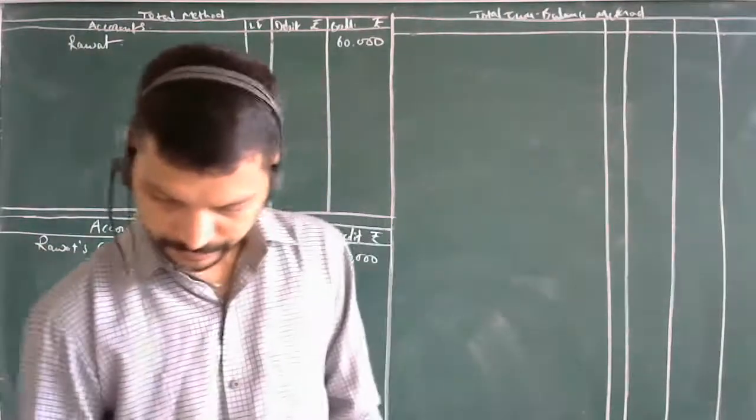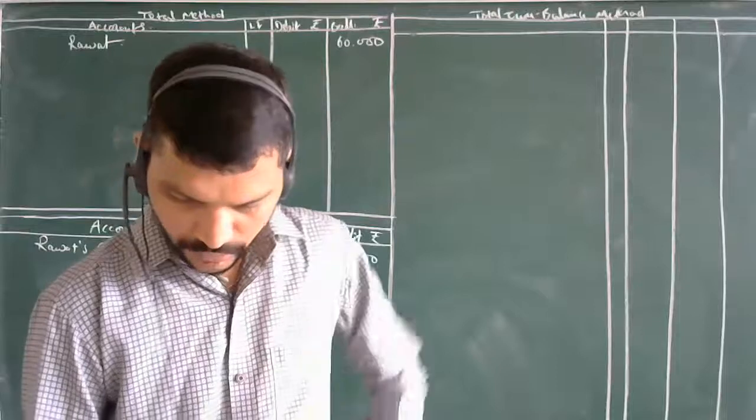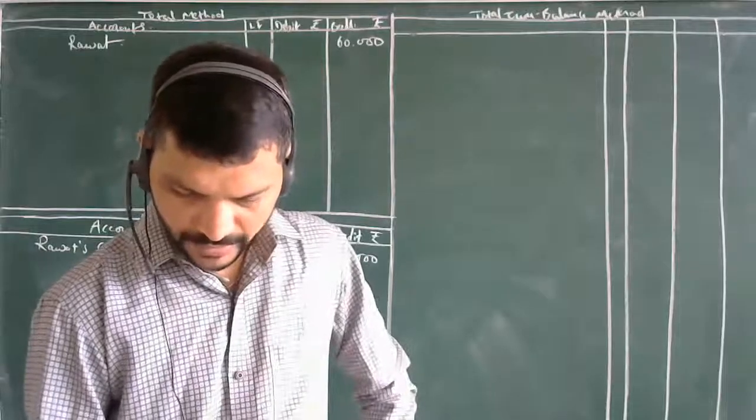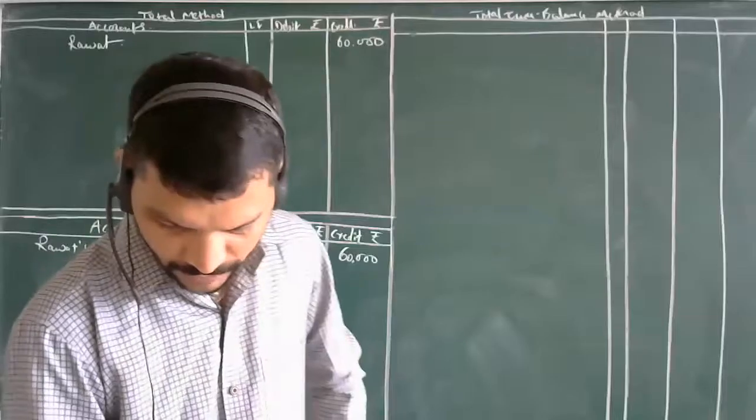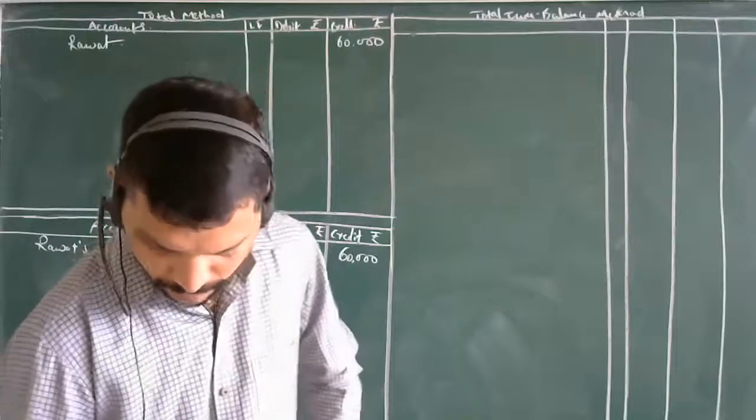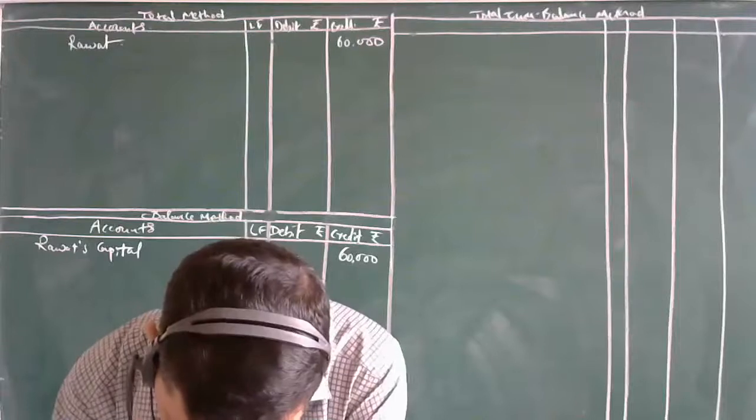Then next, Rohan's capital account is there, right? What is the total for this? It is 40,000 total. Check what all the information is for that first.